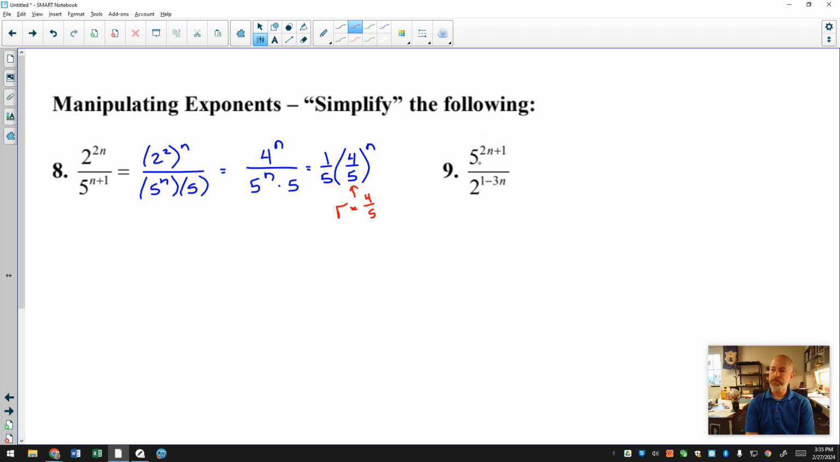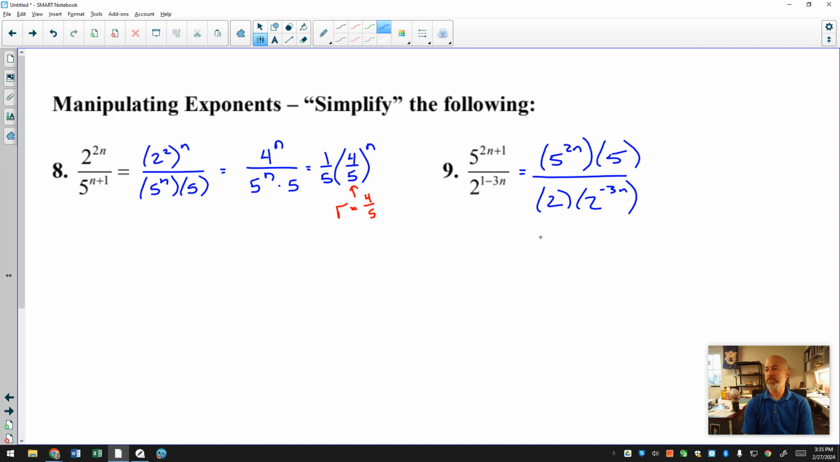And I'm going to do the same thing for number 9. We have 5 and 2 as our bases. The only location of n's is in the exponent. So I'm going to start by changing 5 to the 2n plus 1 into 5 to the 2n times 5 to the first. The denominator is going to be 2 to the first times 2 to the negative 3n.